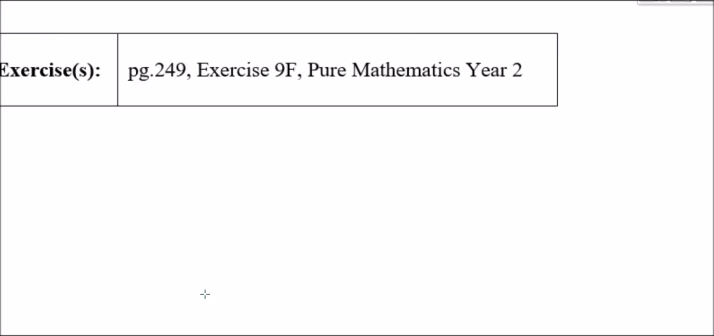So, if you open your books, turn to page 249, attempt all of exercise 9F for more practice, the better, and let me know if you do get stuck or do struggle. The more you do, the better you'll become. So as always, do let me know if you're struggling in the comments or on an email or in class.